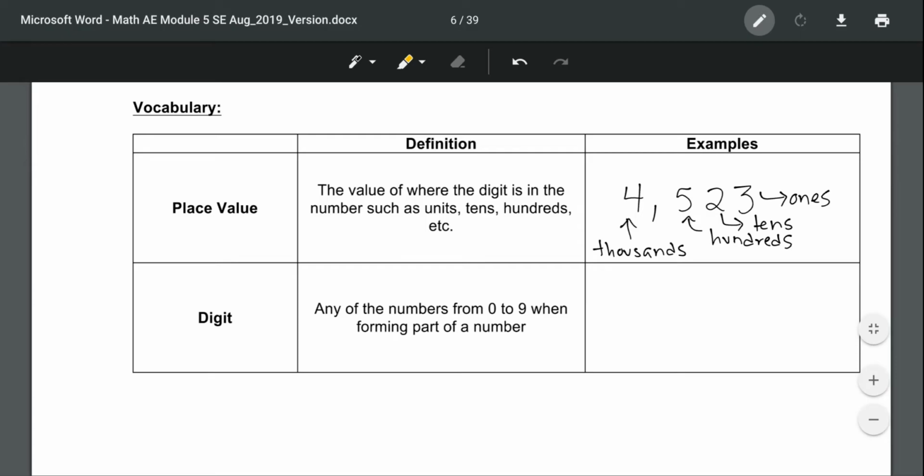So each of these numbers has a place value. A digit is any number between 0 and 9. So any number can be a digit. So if I have 347, each of these numbers, the number 3 is a digit, 4 is a digit, and 7 is a digit. So each of these are digits, and then they also each have a place value.